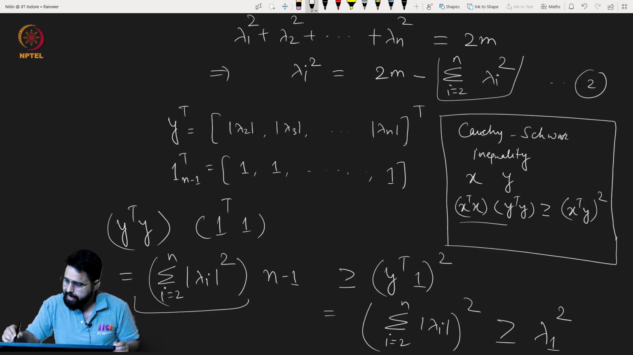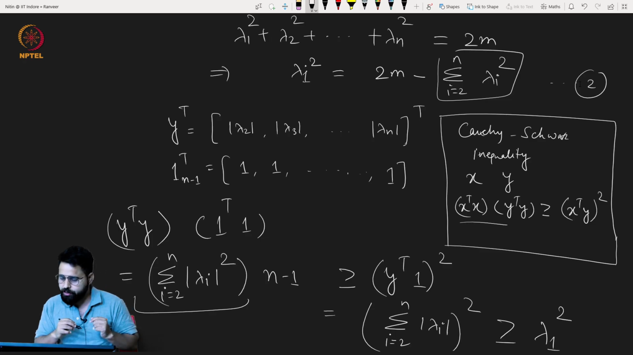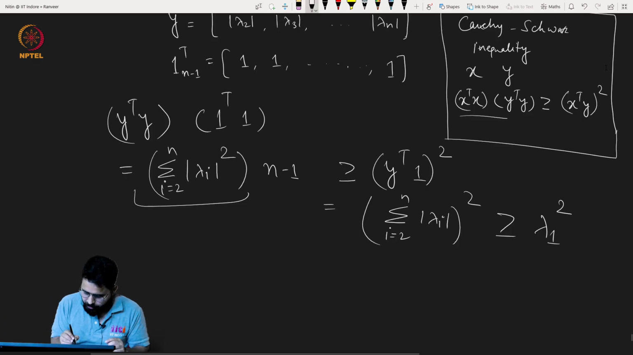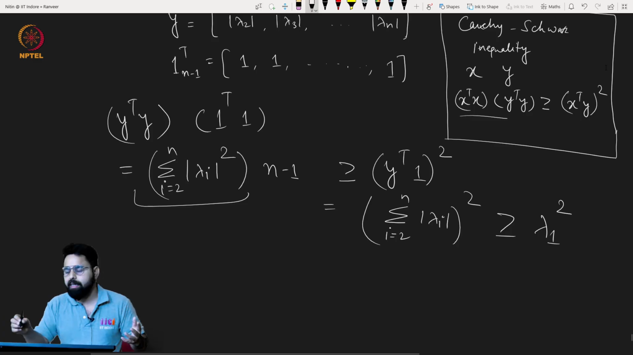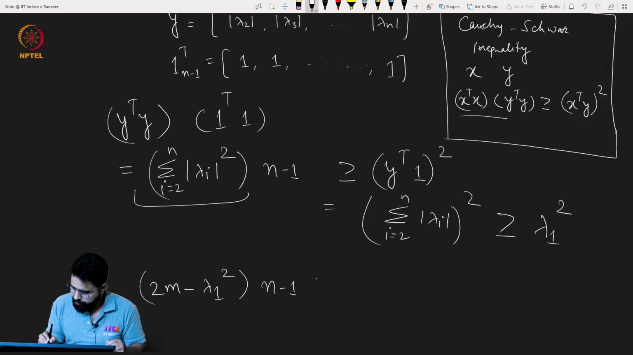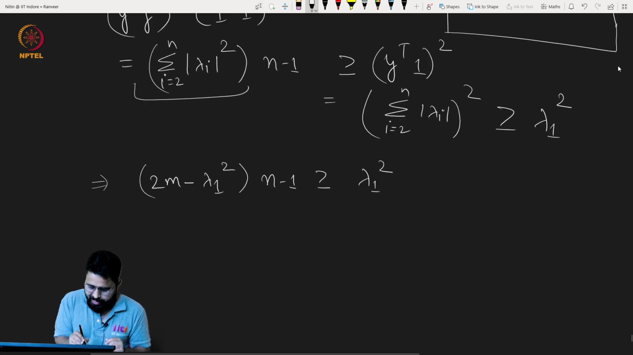yes. So you can write this quantity as lambda 1 square, this is lambda 1 square minus 2m, no, 2m minus lambda square. So this quantity is nothing but 2m. Remember, these are mods and they are squared, so it doesn't matter. So basically this, so 2m minus lambda 1 square, right? This quantity times n minus 1 is always greater than lambda 1 square. Now I hope this inequality will follow.